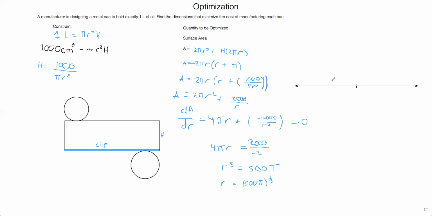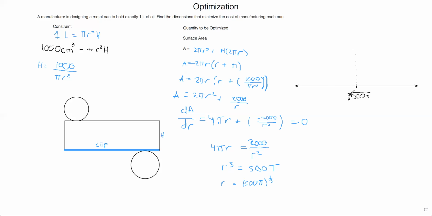Good. What we want to do is take our critical value and make a sign chart, just like we did when we were finding increasing and decreasing function behavior on particular intervals. So our critical value is the cube root of 500 pi. Not a nice number to work with at all. So we know that we have a zero derivative there.